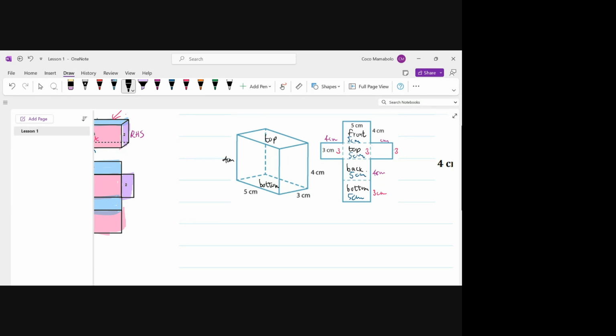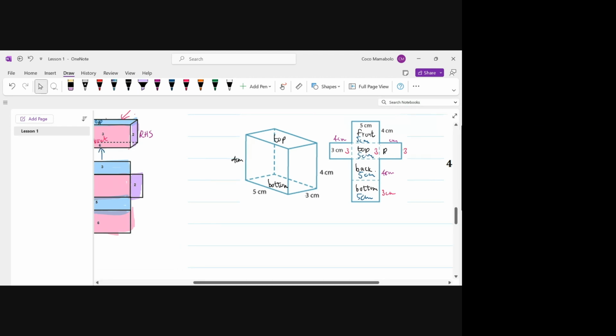All right. And then we've got the sides, which are 3 by 4. And the other side will also be 3 by 4. So this is the right-hand side. So I know that the right-hand side is 3 by 4, just like the left-hand side is 3 by 4.